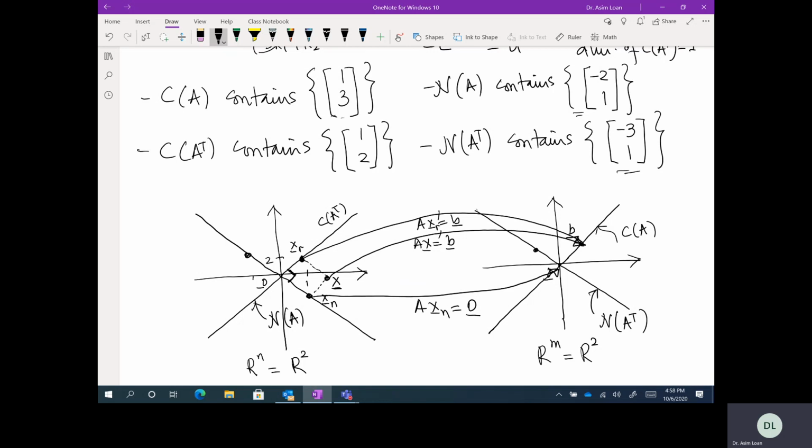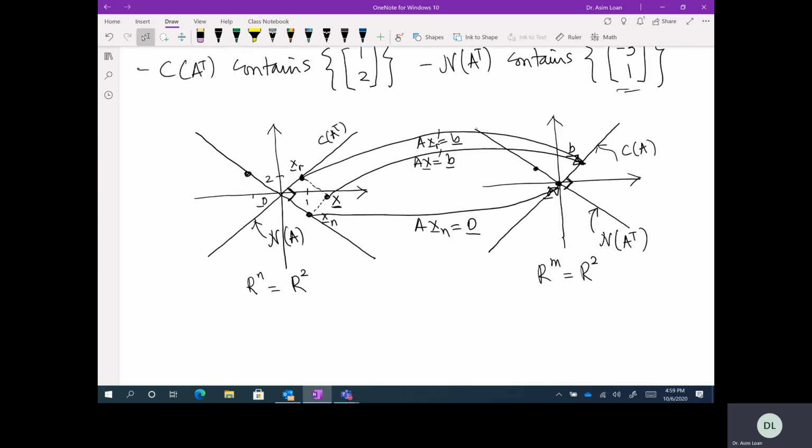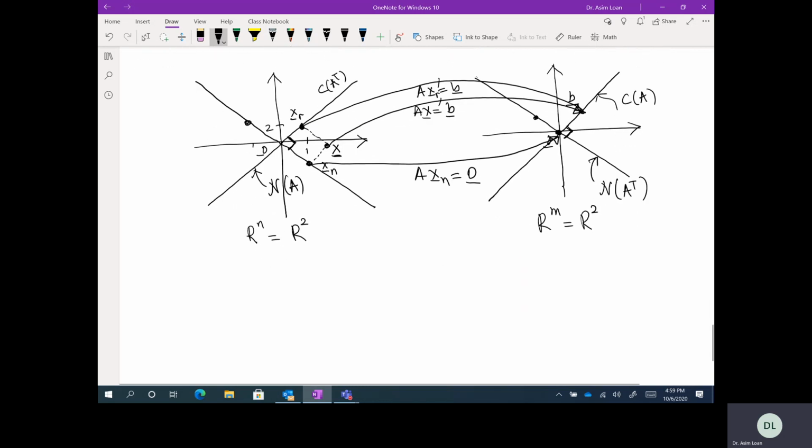So the null vector maps to the origin by this matrix, and all others. So these are also at right angles, and we'll see in chapter 3 that they are at right angles. The column space and the left null space are at right angles, and they are called the orthogonal complement of each other.